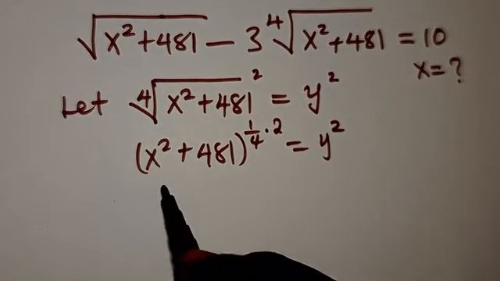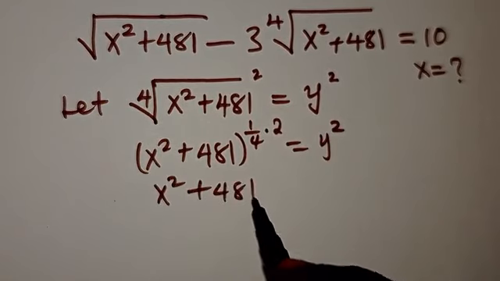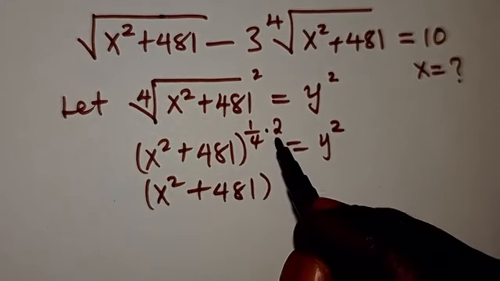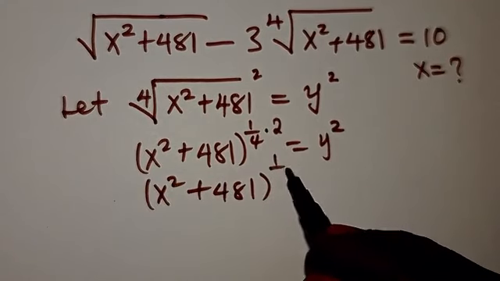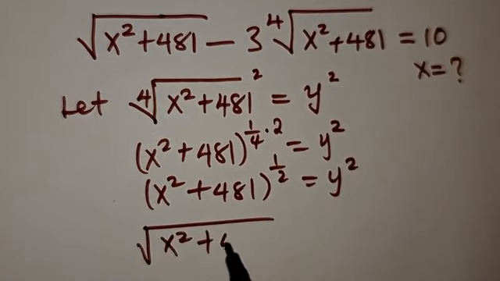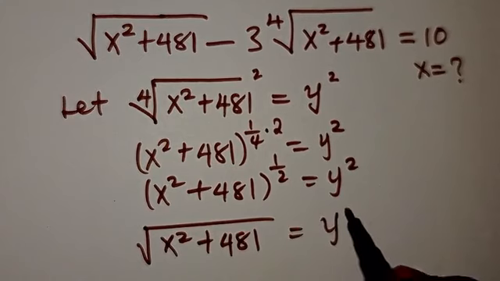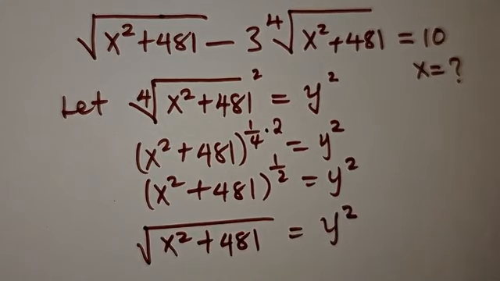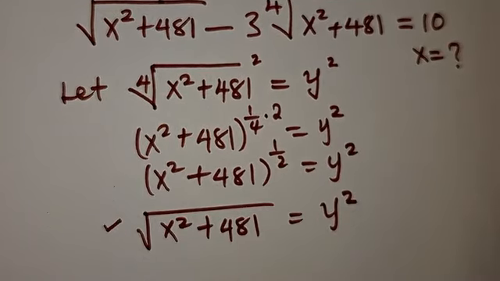So now from here it shows that x squared plus 481, the 2 and the 4 give us 1 over 2, which equals y squared. So now you can write this as the square root of x squared plus 481 equals y squared. Since y squared equals this, the next thing we are going to do is replacement. So whenever we see this in this equation here, we're going to replace it with y squared.